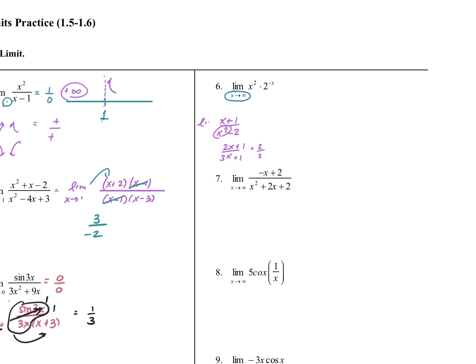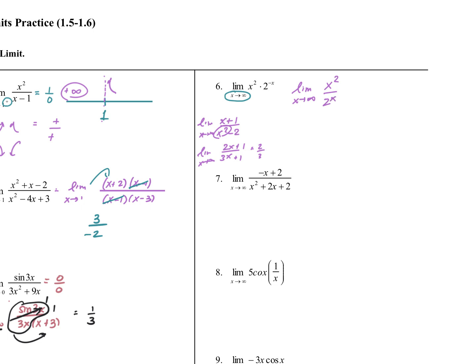If we do the limit as x goes to infinity, these are rational functions. We're looking at our powers. This isn't quite a rational function. When you rewrite this as the limit as x goes to infinity of x squared over 2 to the x, this will be crystal clear. They are growth rates.